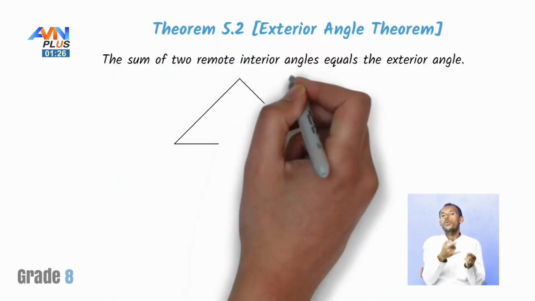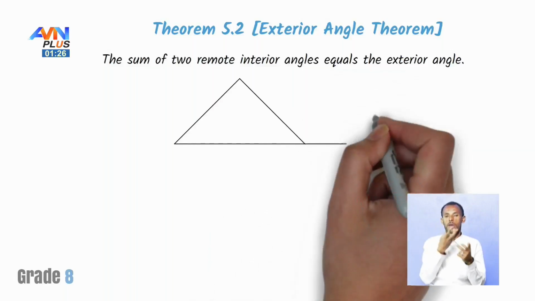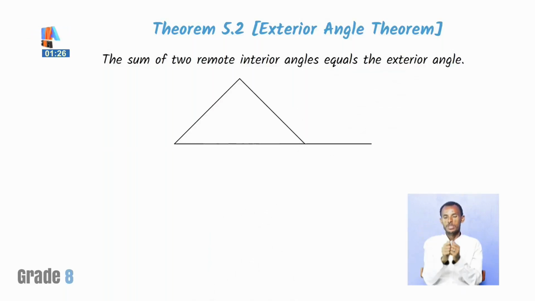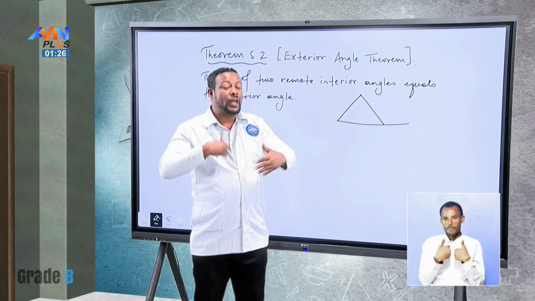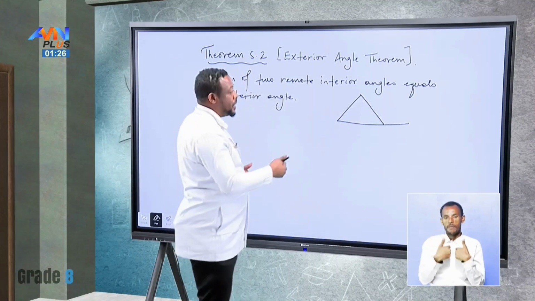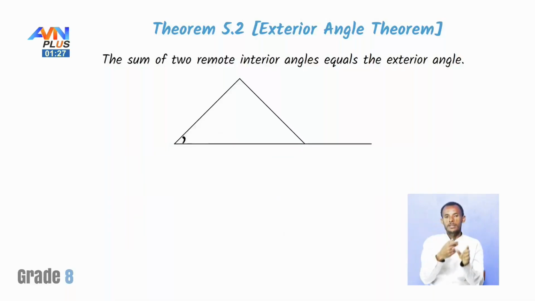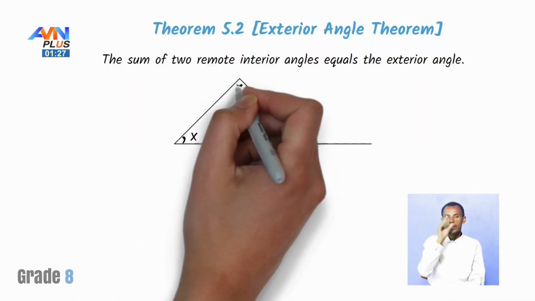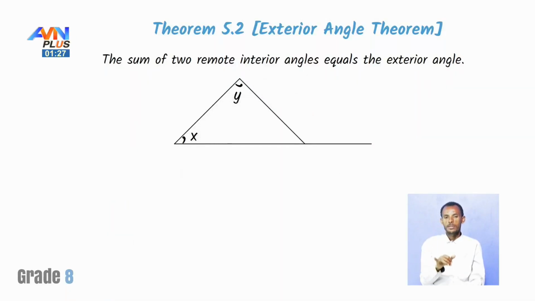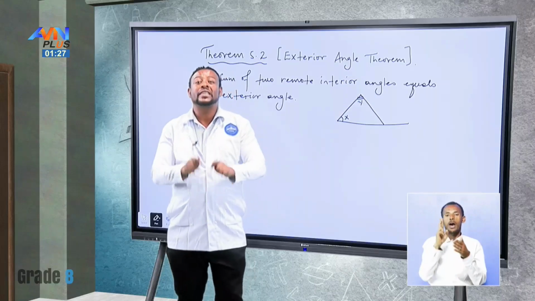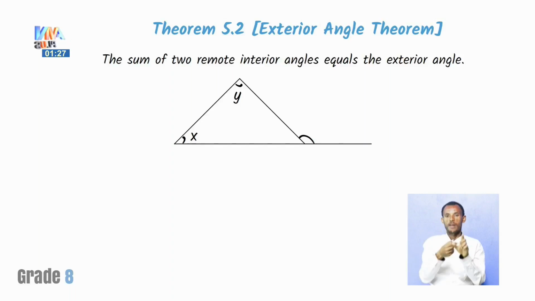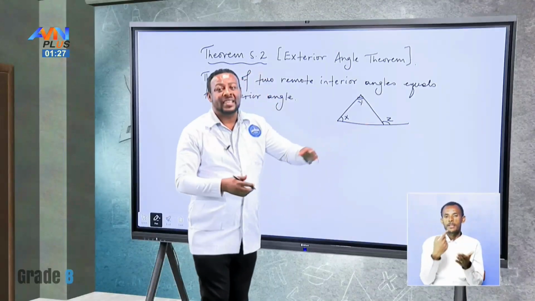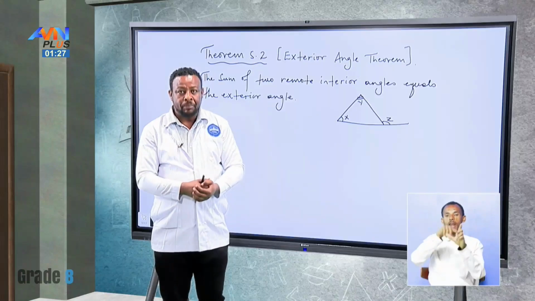For example, if we have a triangle with an extension on one of the vertices, okay? You need to have a certain extension so that you will have an exterior angle. So, say this is x and this is y, okay? These two are called remote interior angles, and the angle which is found somewhere outside, say z, okay? This z is the exterior angle, right?